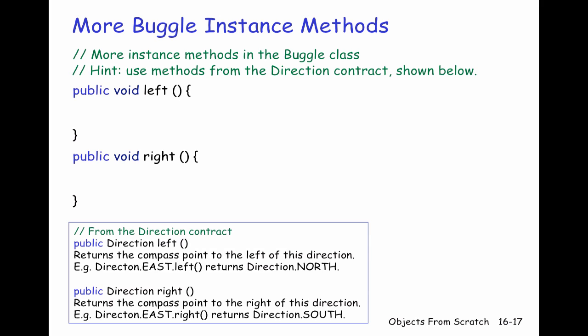So using these methods from the direction class, we can simply implement the Buggle left method by asking the Buggle to change its private instance variable dir to be the left of its current dir, and we can implement the right method in a similar fashion.